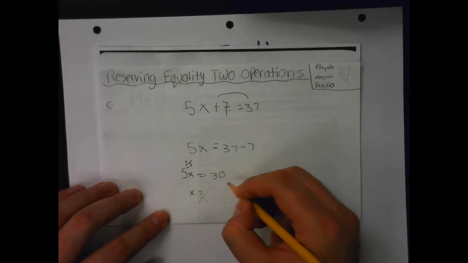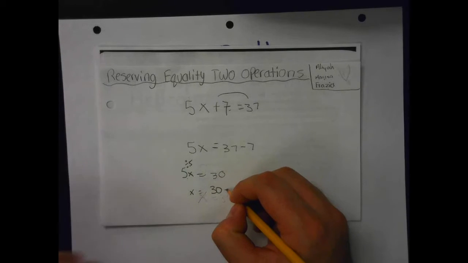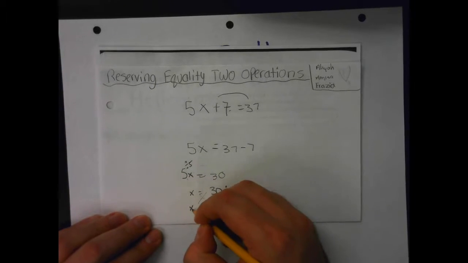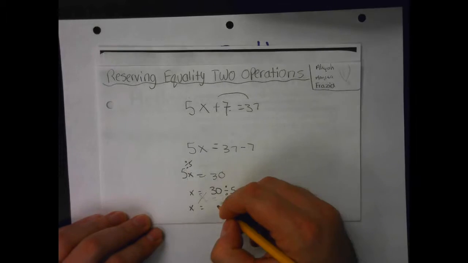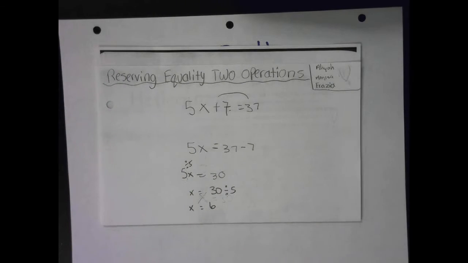So x equals 30 divided by 5. So that means x equals? 6. Okay, did anyone do it in a different way?